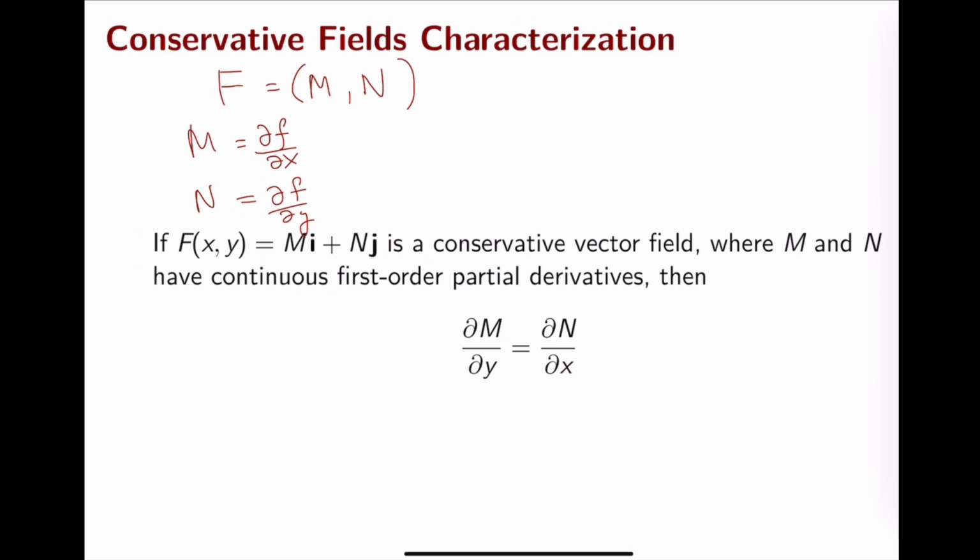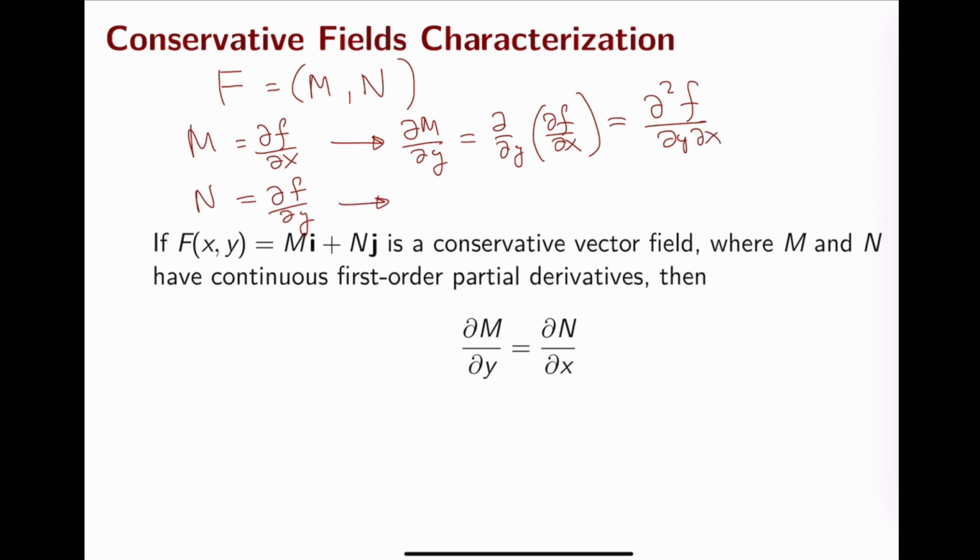So let's suppose that this function f really exists. If that happens, then when we do the derivative of m with respect to the other variable, y, what we are doing is the derivative with respect to y of the derivative of f with respect to x. And we know that this is nothing but the second derivative of f with respect to y and x.